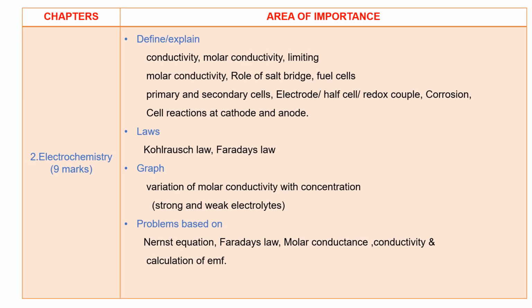Unit 2, Electrochemistry. In physical chemistry, more marks is allotted for this chapter, that is 9 marks. If you want to score full 9 marks, study all the definitions like conductivity, molar conductivity, limiting molar conductivity. Then you have to study the role of salt bridge, fuel cells, primary and secondary cells, electrodes, half cell, redox couple, corrosion, then cell reactions at cathode and anode.